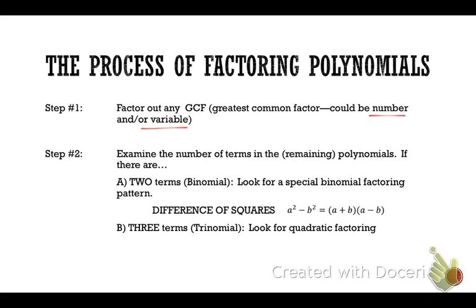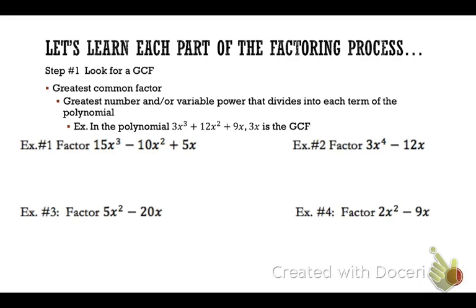Step 2 is then you will examine the number of terms in the remaining polynomial, and then based on how many terms there are, and we're going to talk about 2 and 3 terms in this unit, will determine what you do next as far as factoring. Let's learn each part of the process of factoring, and let's start with step 1. Step 1, we're going to look for greatest common factor.